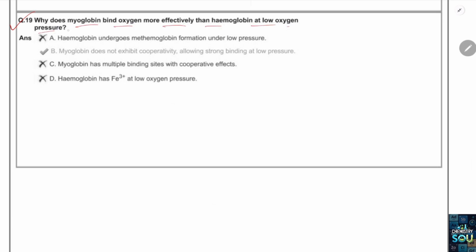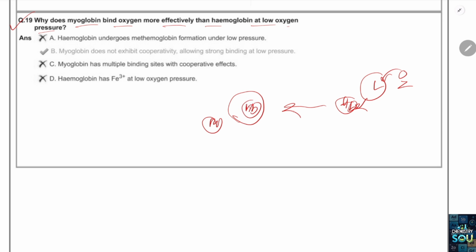In question number 19, why does myoglobin bind oxygen more effectively than hemoglobin at low oxygen pressure? This is the lungs, where hemoglobin takes up the oxygen and goes to the muscle tissue. There myoglobin, MB, is present, and it will deliver oxygen.